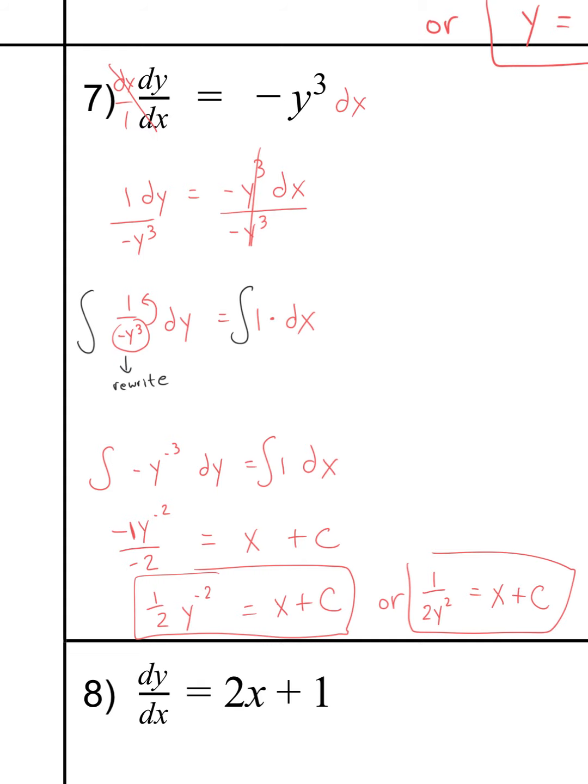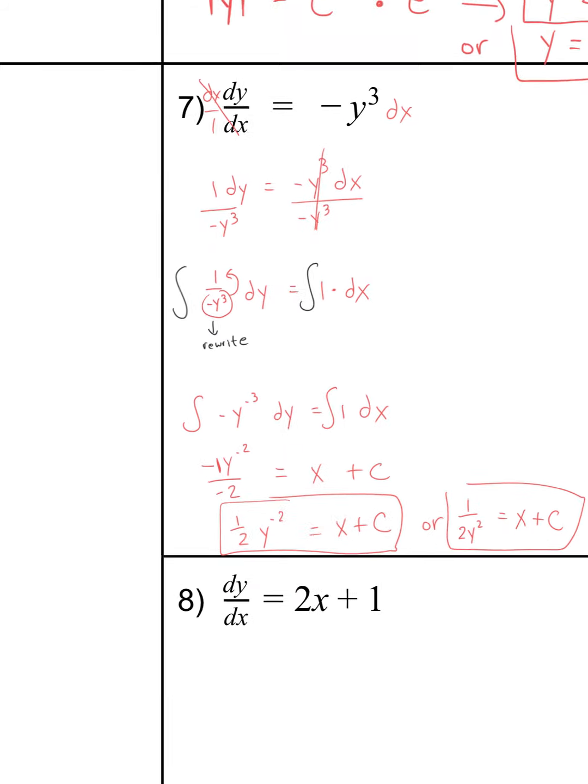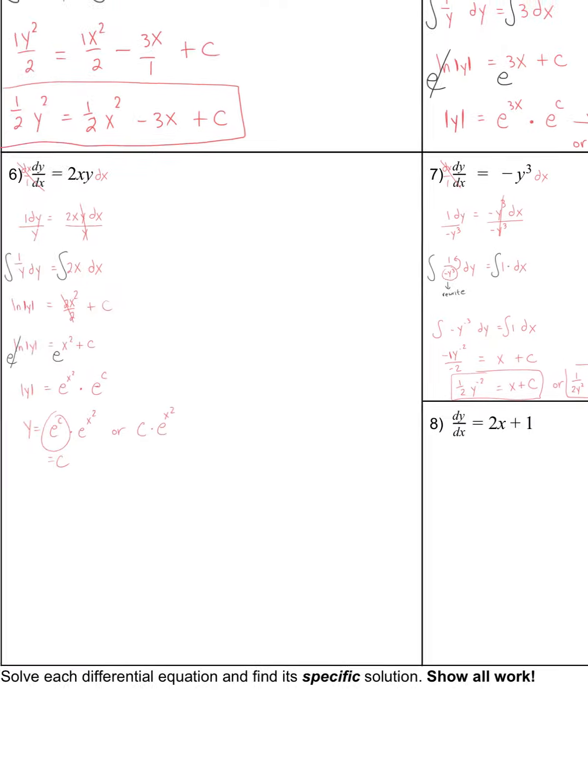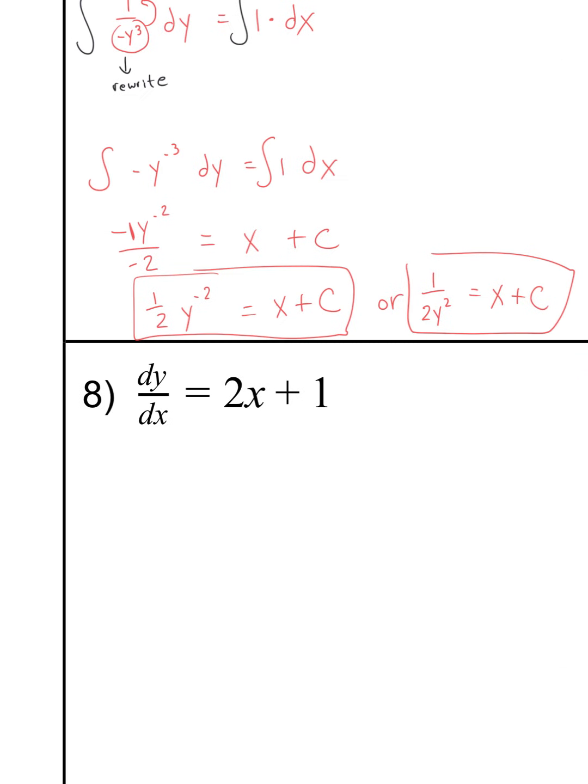Okay, and then one more for the front side of this guy. Number 8. Okay, separate the variables. We move dx over to the other side by multiplying by dx. So these cancel. I have 1 dy is equal to 2x plus 1 dx. That's all I need to do to separate. Now I integrate both sides.